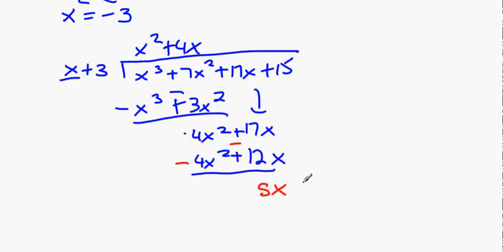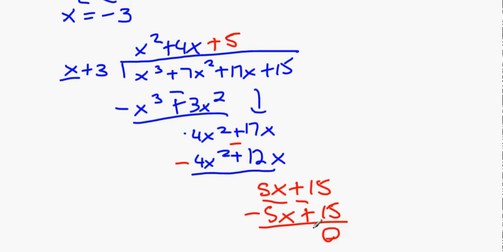Now we get 5x plus 15, and lo and behold, there's your plus 5 at the end, because 5x divided by x is plus 5, so it's going to be 5x plus 15, and then you just take them away from each other and you get 0. Okay, so there is our other factor there.